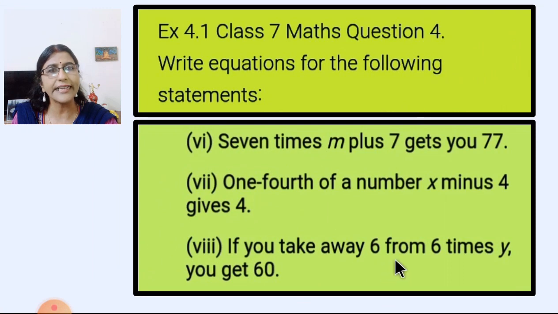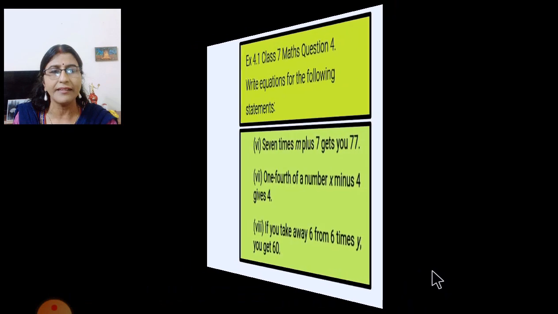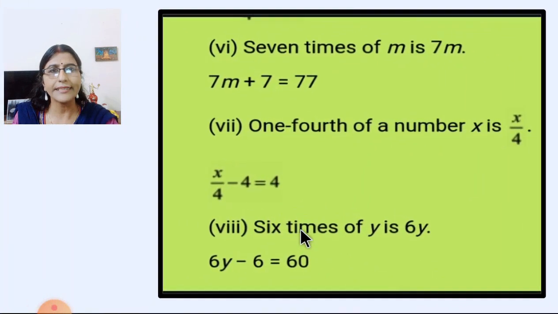If you take away 6 from 6 times y, you get 60. So let us see, what does that mean? 6 times of y means 6y. Times means we have to multiply, as we have just learned. So 6y, and then you have to take away 6 from it. Take away means minus 6. So 6y minus 6 is equal to 60. This way you will convert any statement into an equation.